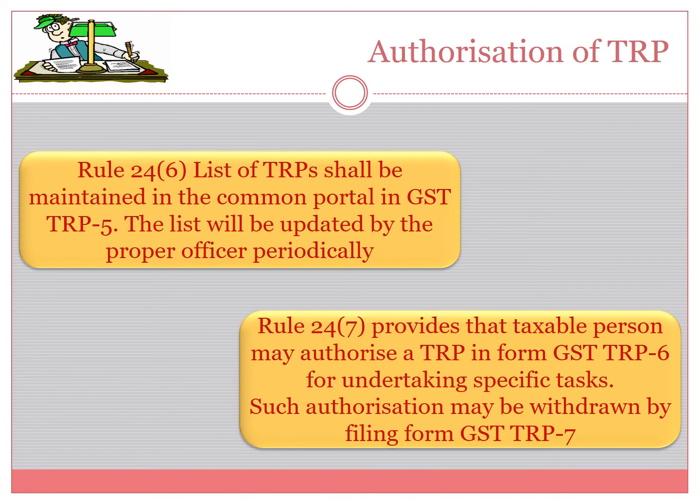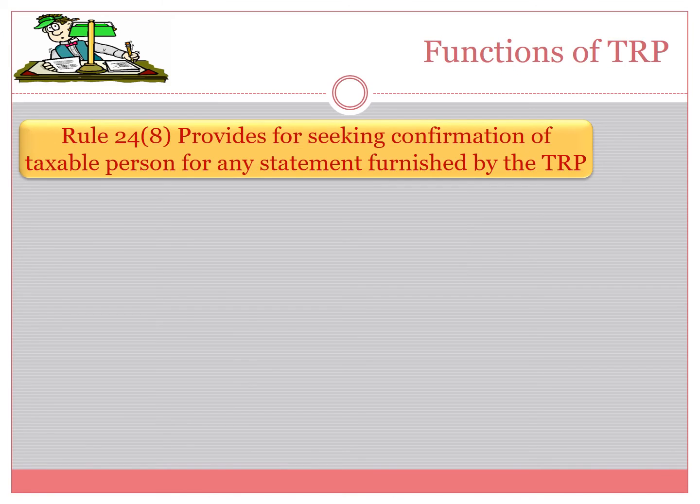period of authorization. Under Subrule 8, where a statement required to be furnished by a taxable person has been furnished by the TRP, an email and SMS confirmation will be sought from the taxable person. However, if the taxable person fails to respond to the request till the last date of furnishing of such statement, it shall be deemed that he has confirmed the statements furnished by the TRP.